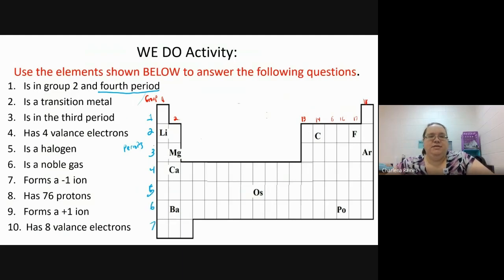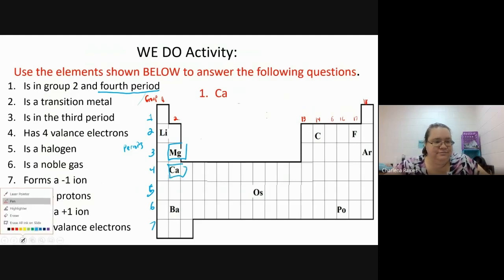So who was in the 4th period and in group 2? Well, there's only one element. It could be, and that would be magnesium, Mg. And it would not be magnesium because Miss Raines can't count. It would be calcium. Bad, Miss Raines. 4th period.